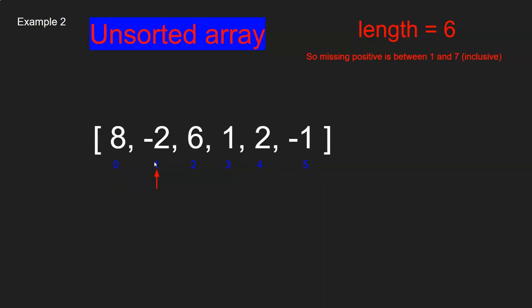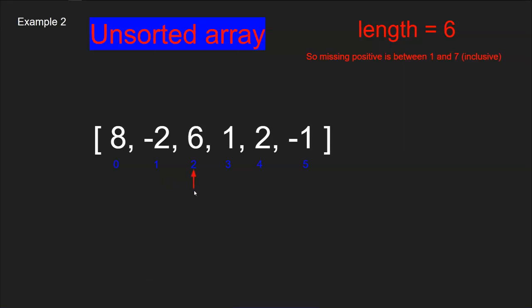At index 1, we have an element -2. The element -2 must sit at index -3, but the array index only starts with 0. We don't have the -3 index. We will ignore this as well and move to the next index.